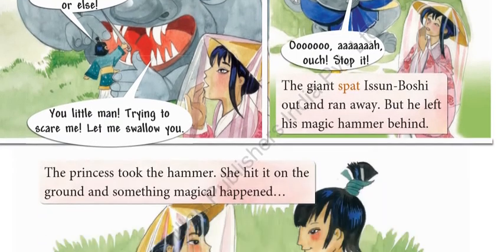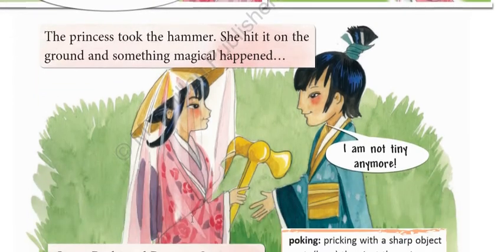And now one more counter question for you. With the help of what did Ishubosi grow his height? I repeat my question. With the help of what did Ishubosi grow his height? I hope you are shouting the answers at home if you know the answer, and the correct answer is magical hammer. So I want you to repeat the answer after me, my dear students. The answer for the second counter question is magical hammer.